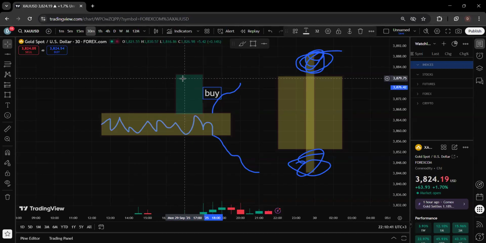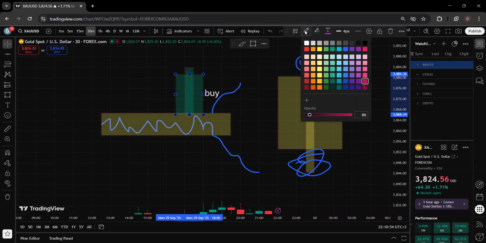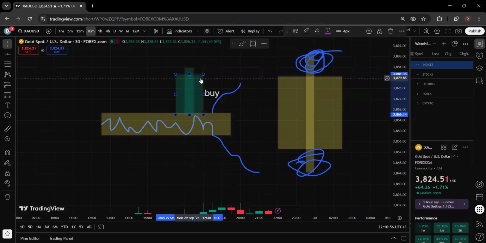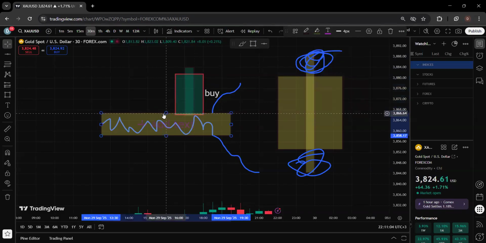Then I want you to remember this. We are looking at the body of the candlestick. We are not looking at the wick. So what do you wait for? Wait for the candle to close with the body. This body here is what we are focusing on. Wait for that market to close with a what? To close with a body above your consolidation.